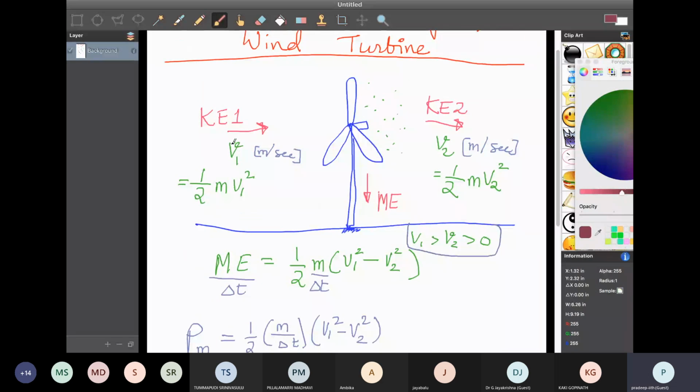So here velocity is v1. Let me indicate like this. Here velocity is v2. So here let the velocity be denoted as vt. So at the turbine, the velocity of the air is vt meters per second.